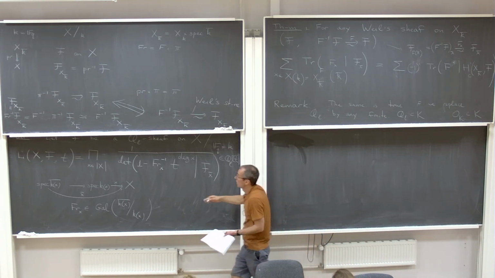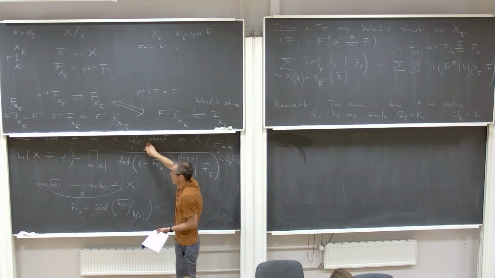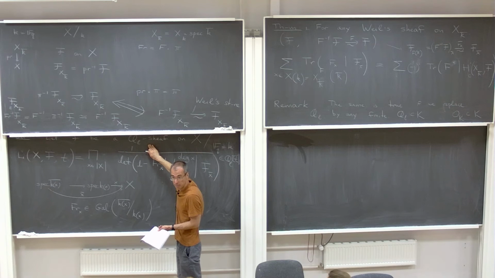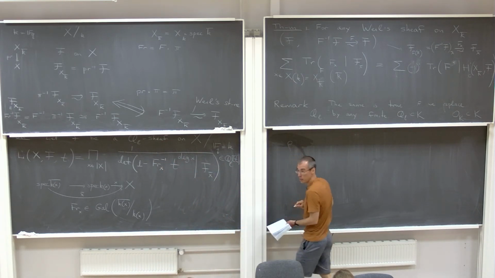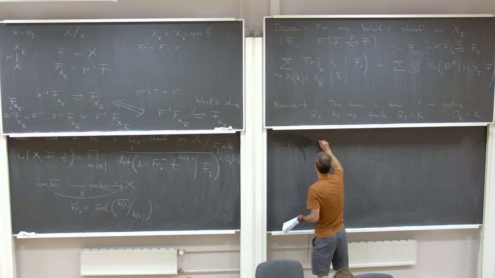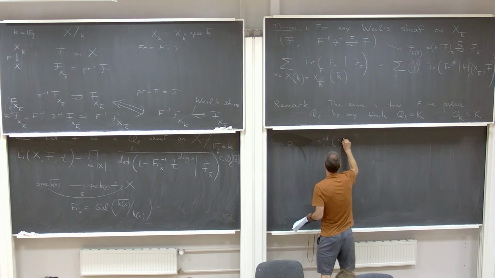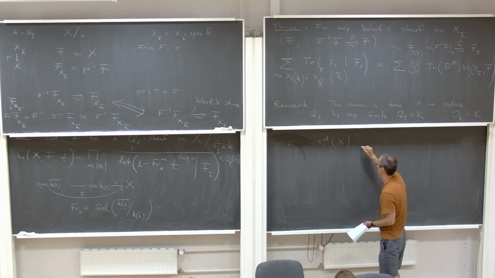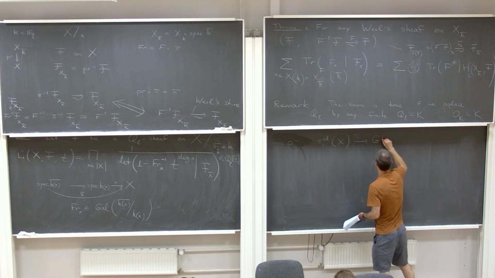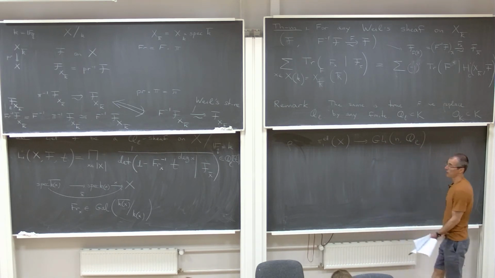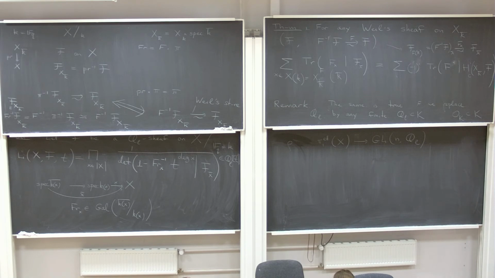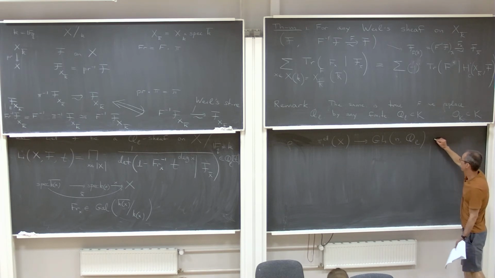So what are Q_l sheaves? The most important example of a Q_l sheaf is a local system. So a local system comes from a continuous representation of the fundamental group. Right? So this gives me F.